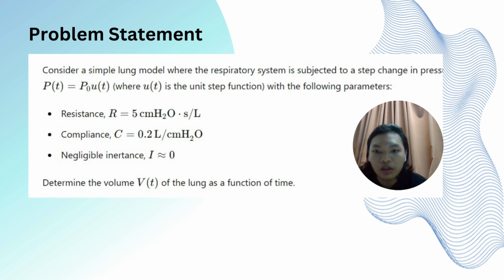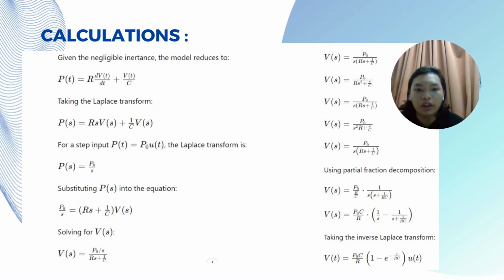Given: consider a simple lung model where the respiratory system is subjected to a step change in pressure P(t) equal to P initial times U(t), where U(t) is the unit step function, with the following parameters. Resistance R is 5 cm H2O per liter per second, compliance C is 0.2 liter per cm H2O, and inertance I is negligible. Determine the volume V(t) of the lung as a function of time. Given the negligible inertance, the model reduces to P(t) equals R times the first derivative of V plus V(t) over C.